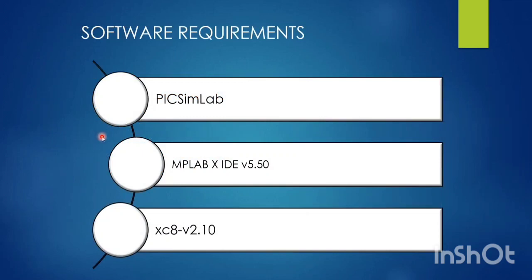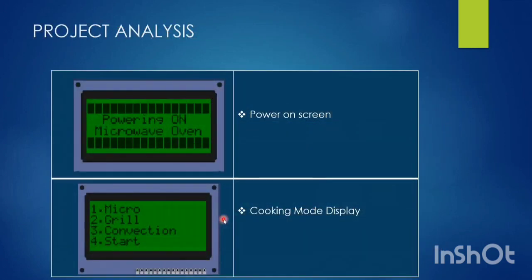Next is the software requirement in the project. I used the PixSimLab simulator and MPLAB IDE, an integrated development environment, and the XC8 compiler is the compiler I used in the project. And the basic project analysis, or the user requirement, is shown here.